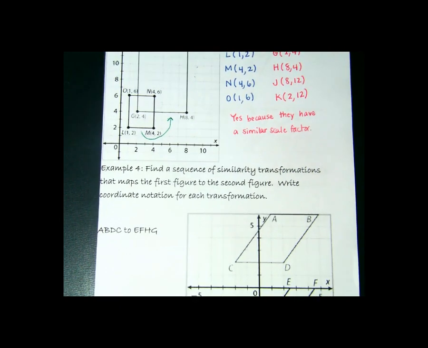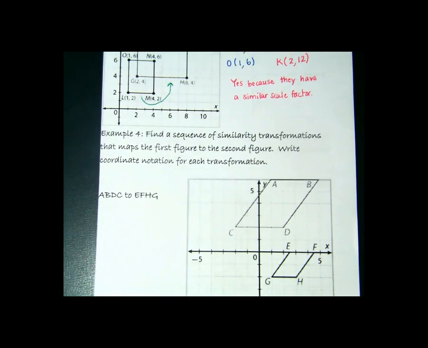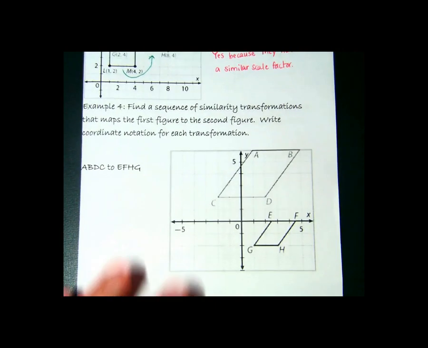So example 4 says, find a sequence of similarity transformations. Guess what? We know it's similar. That maps the first figure onto the second figure, right, in coordinate notation. Sequence of transformations means I'm probably going to have a dilation, but then I'm going to have a translation, I'm going to have a reflection, I'm going to have a rotation, I'm going to have something else. It's actually always easier to start with the dilation and what we think that's going to be.